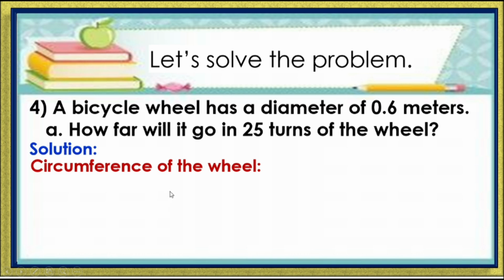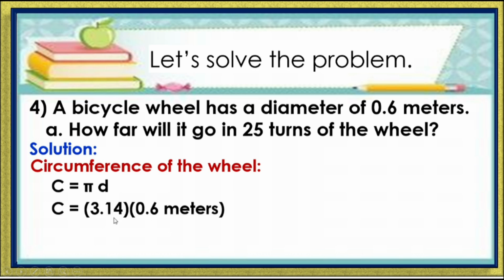So in circumference of the wheel, we have C is equal to pi multiplied by D. And by substituting the given in the formula, the value of pi is 3.14. The value of the diameter is 6/10 meter. So multiply it together. So 3.14 multiplied by 6/10. Now, 6 multiplied by 4, the answer is 24, regroup 2. 6 multiplied by 1, the answer is 6, plus 2 is 8. Then 6 multiplied by 3, the answer is 18. Then 0 multiplied by 4, 0. 0 multiplied by 1, 0. 0 multiplied by 3 is 0.